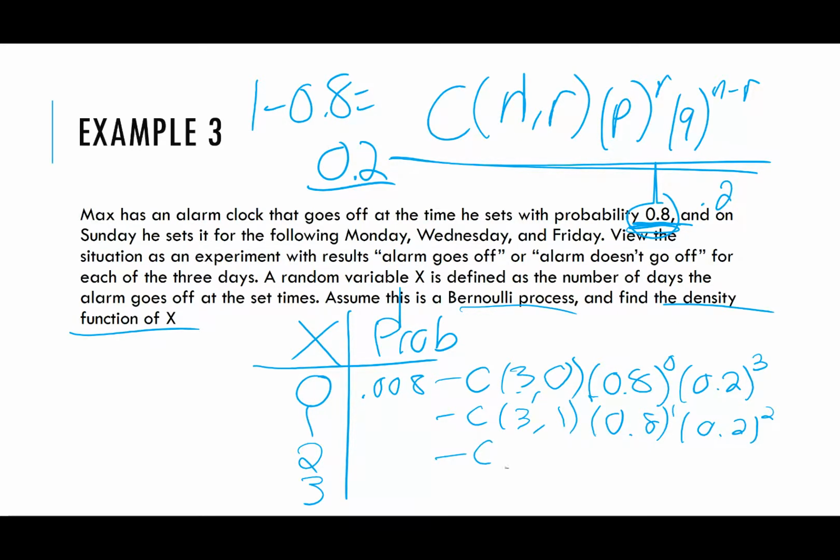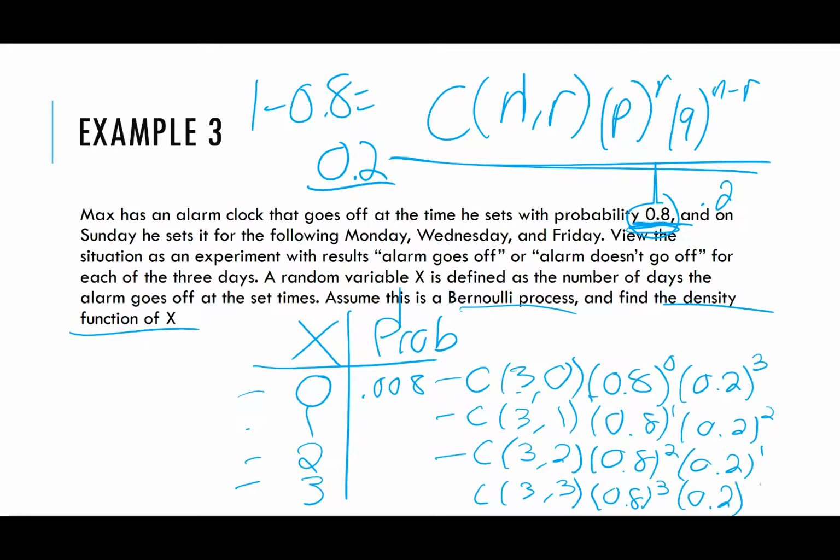So these are pretty much the same. It's just the R value changes based on, of course, whether you're trying to find 0 days, 1 day, 2 or 3 days. Those are your R values, remember, so they change on each of these. So this would be 0.8 to the second power, 0.2 to the first, 0.8 to the third power, and 0.2 to the 0 power, because 3 minus 3 would be 0. And if you type those in the calculator, you would get 0.096, 0.384, and then the last one would be 0.512.